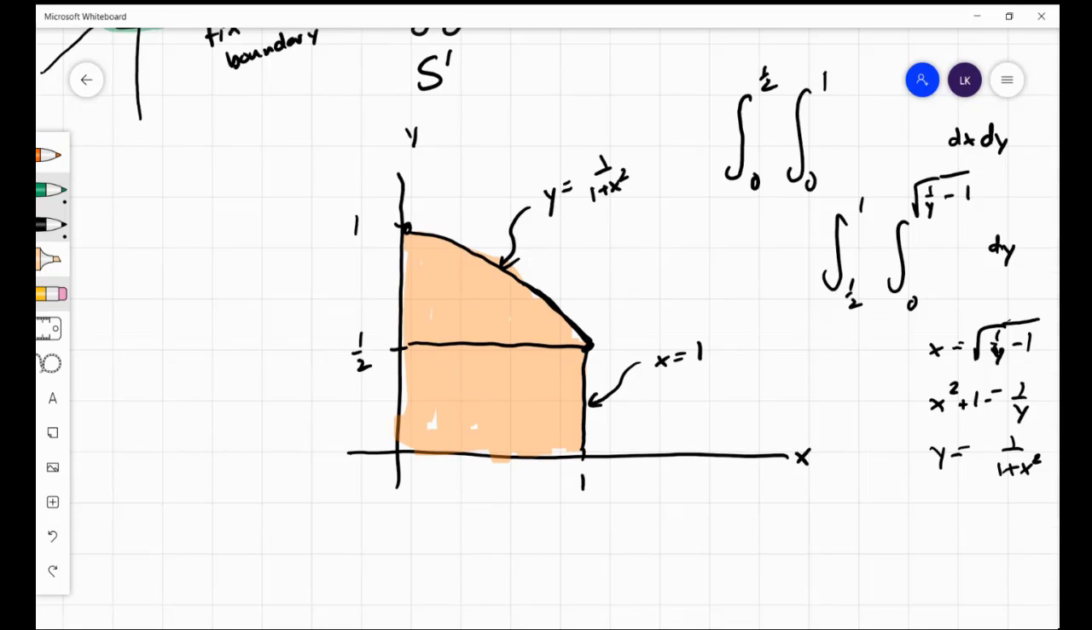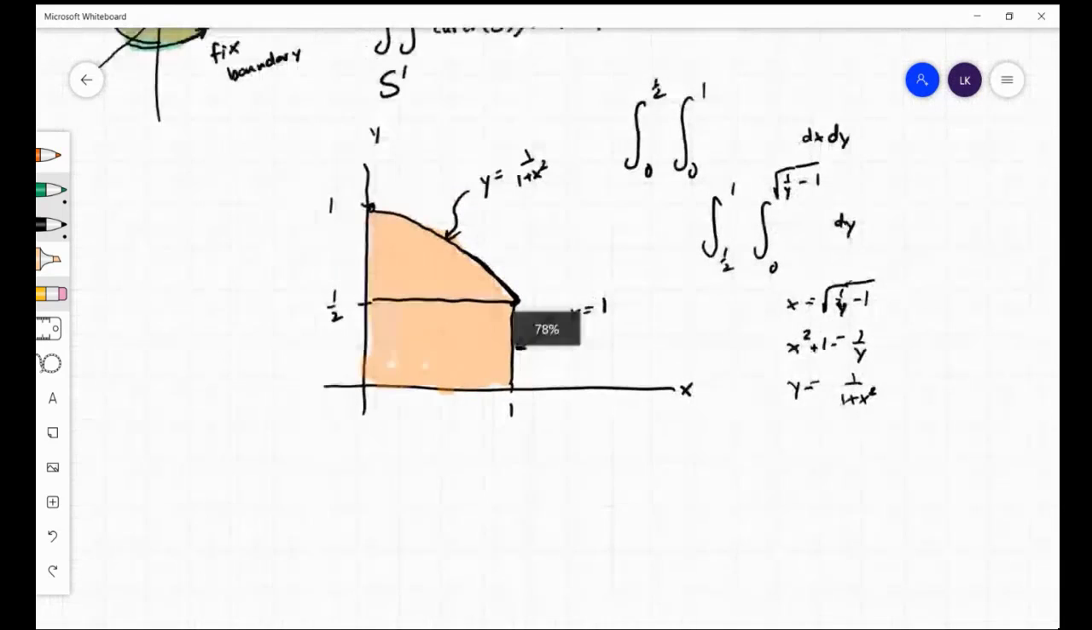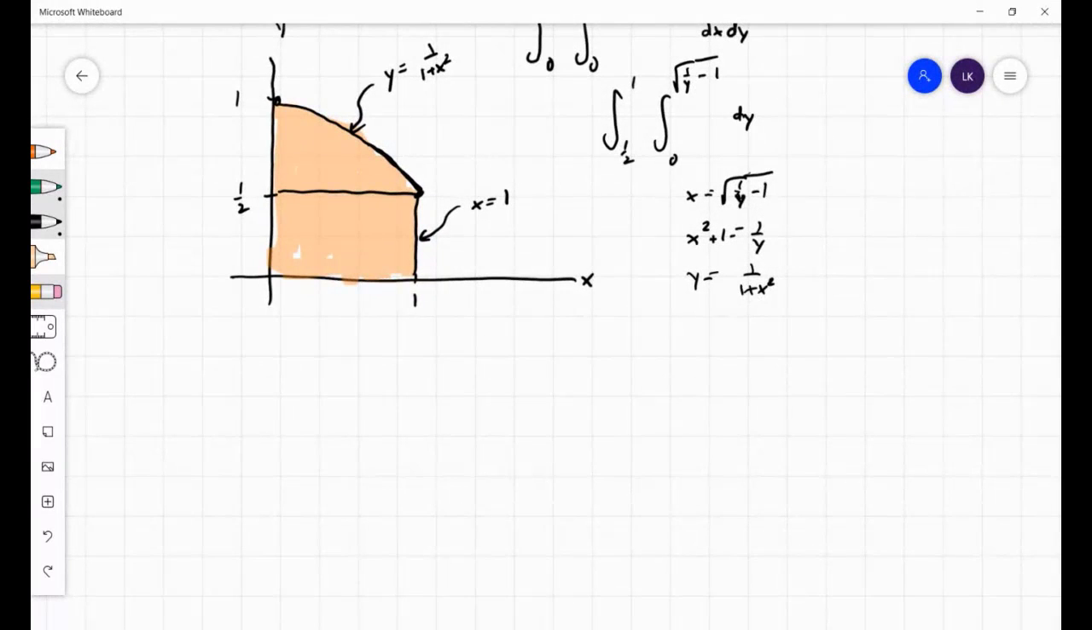Okay. So I guess we could switch the bounds of integration, right? Maybe that was the whole point. So let's switch the order of integration and integrate with respect to x first. So x would go from 0 to 1, and y would go from 0 to where y equals 1 over 1 plus x squared. And the integrand was the same in both cases, so it was arctangent of this.